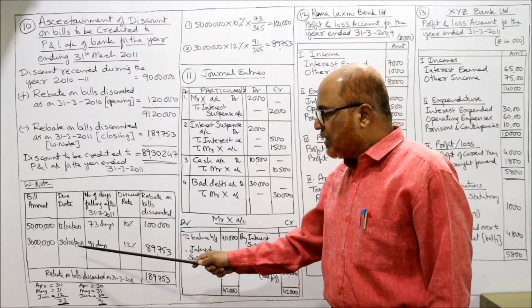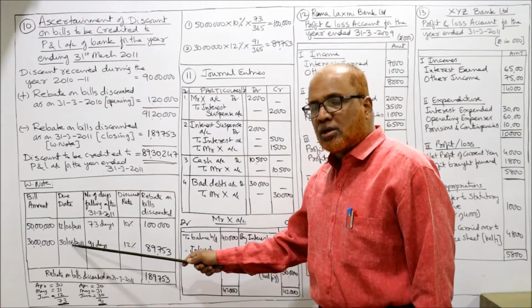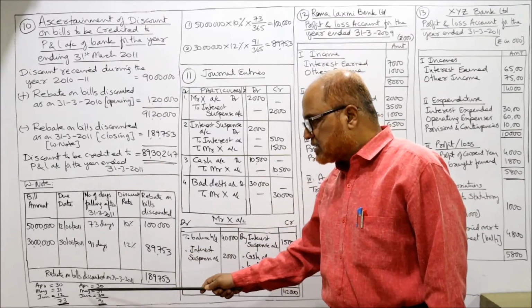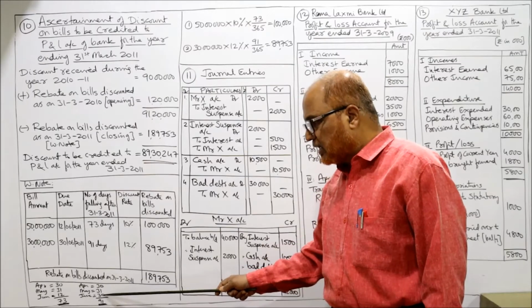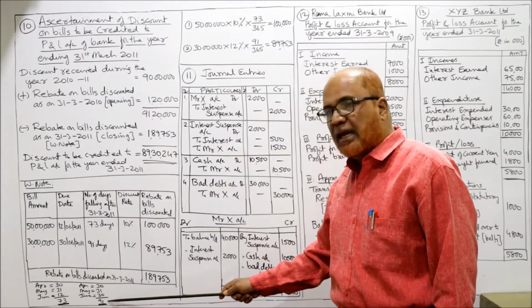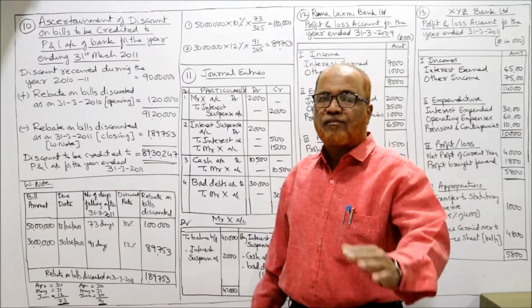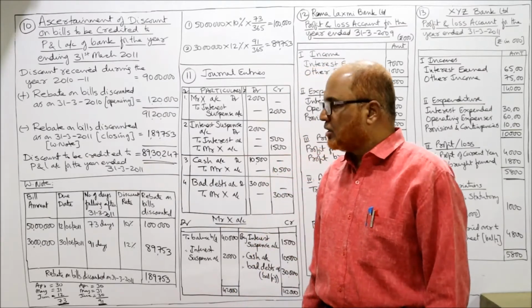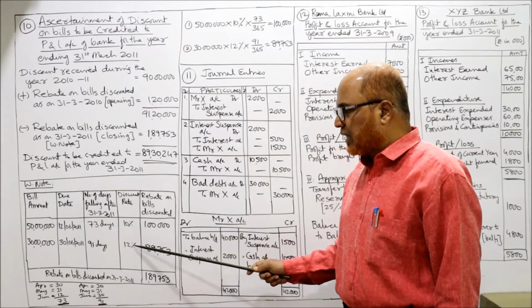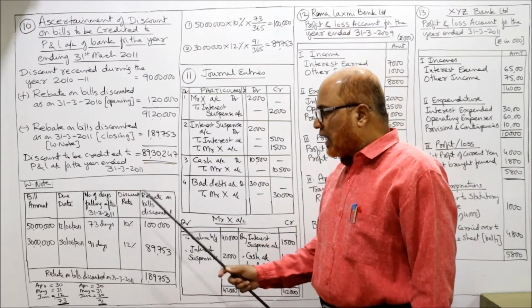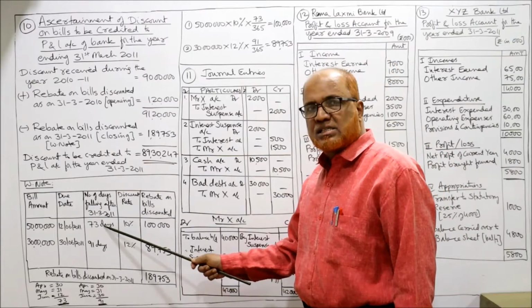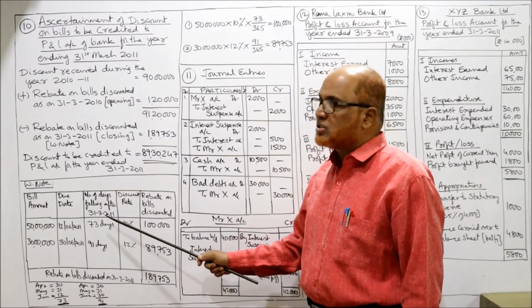73 days. Similarly here, 30th June. So we take April 30 days, May 31 days, June 30 days. Total number of days is 91. So 91 days are falling after 31st March. Rate of discount given in the problem is 10%, 12%. Now we have to calculate for 73 days how much is the rebate, how much is the discount.